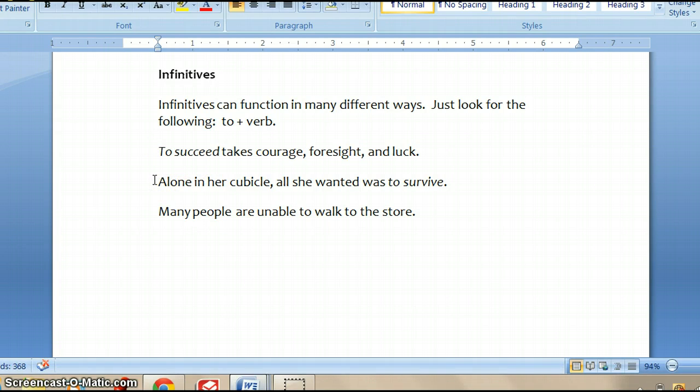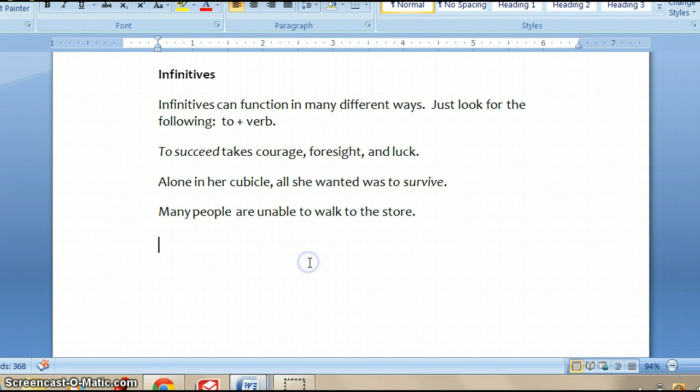In the next sentence, alone in her cubicle, all she wanted was to survive. And again, you have "to" plus the verb survive. Now take a moment and look at this last sentence. There is one example of an infinitive and one example of a prepositional phrase. The word "to," T-O, is used twice in the sentence. See if you can figure out which one is which. Okay, if you said "to walk" was the infinitive, you are correct. And if you said "to the store" was the preposition, you are also correct. Be able to tell the difference between both.